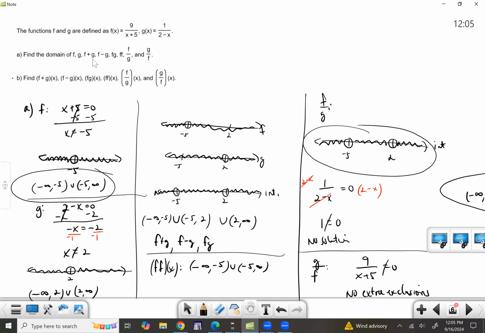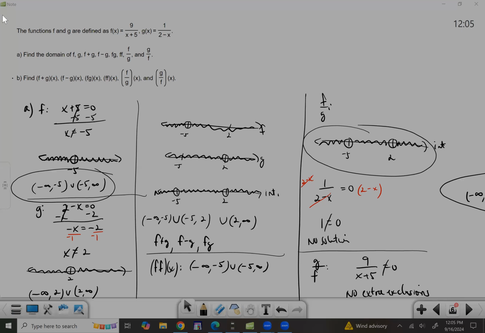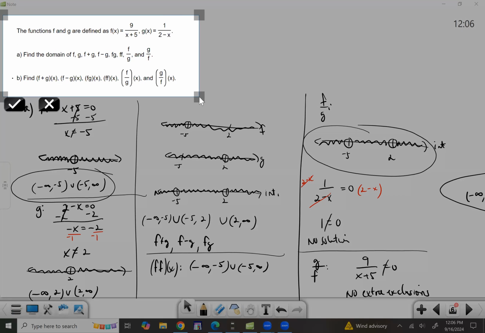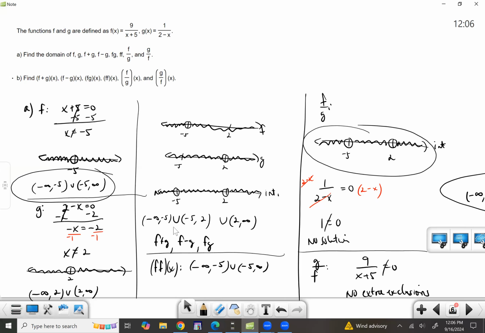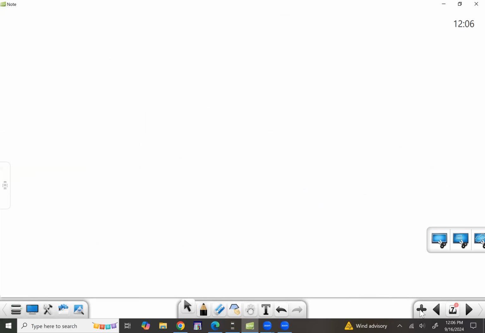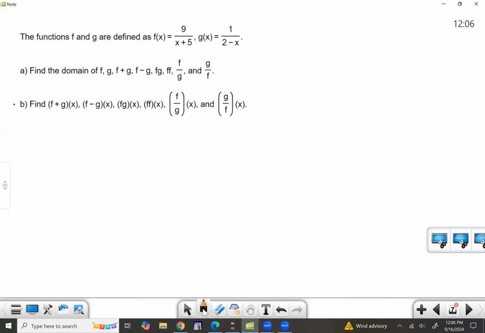All right, now let's go ahead and go to finding these actual functions. So let me grab this. Let me just take a screenshot of it. Let's go to a new slide because it's getting crowded on here. Okay, so we have to figure out what f plus g is, f minus g is, all those.